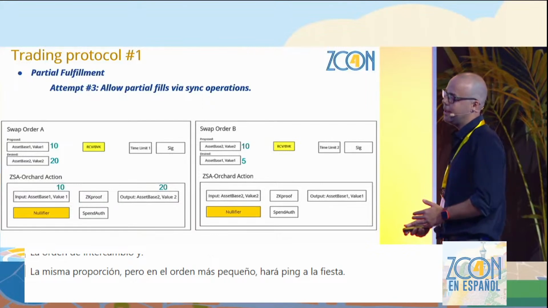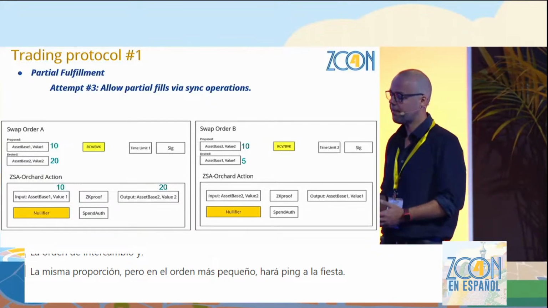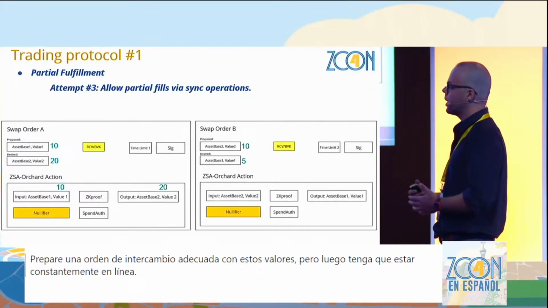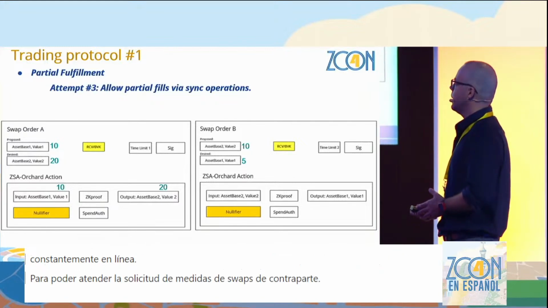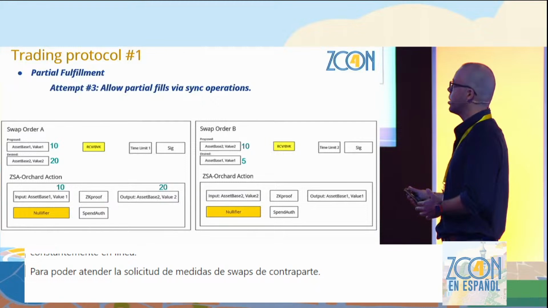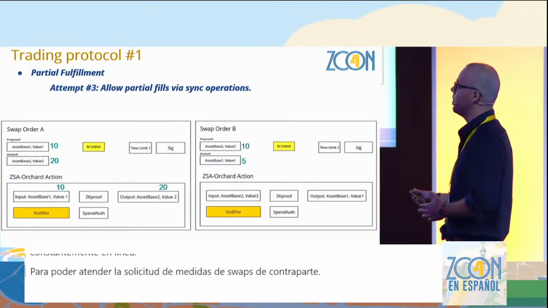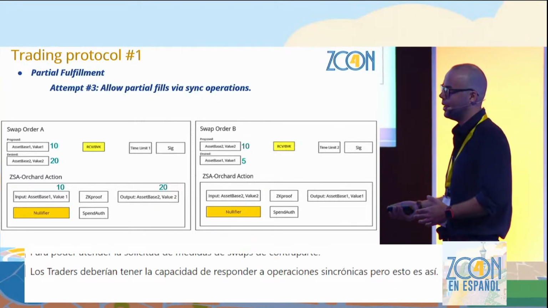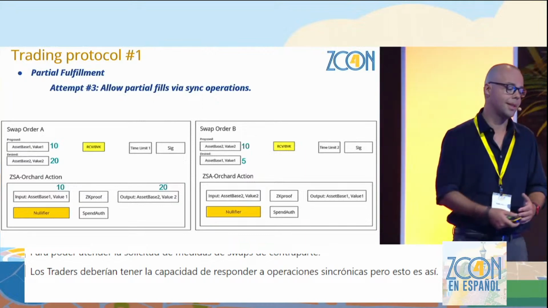But then party A needs to be constantly online to be able to respond to the matcher's request for a counterparty swap. The traders should have the ability to respond to synchronous operations, but this is not mandatory. If I just want to swap something like $5, I don't need to be online all the time. I can just send my swap order and be gone.